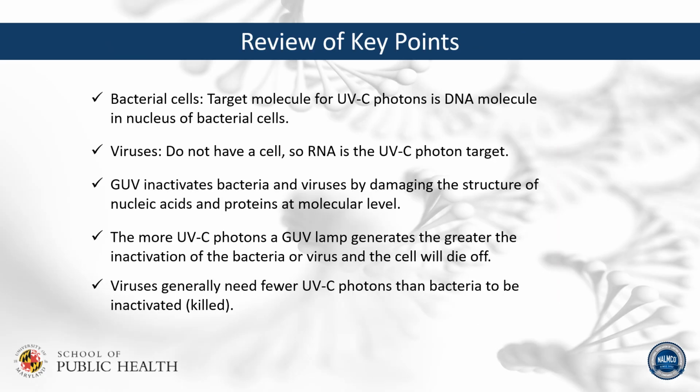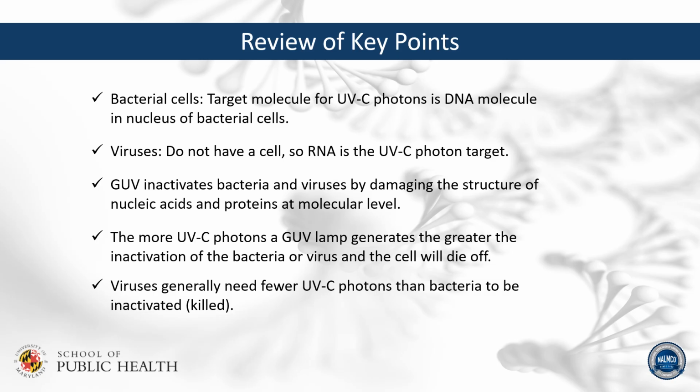So in summary, let's review the key points. Bacterial cells have a different makeup as compared to viruses. In bacterial cells, the target molecule for the UVC photons is the DNA molecule in the nucleus of the bacterial cell. Viruses do not have a cell, so RNA is the UVC photon target.